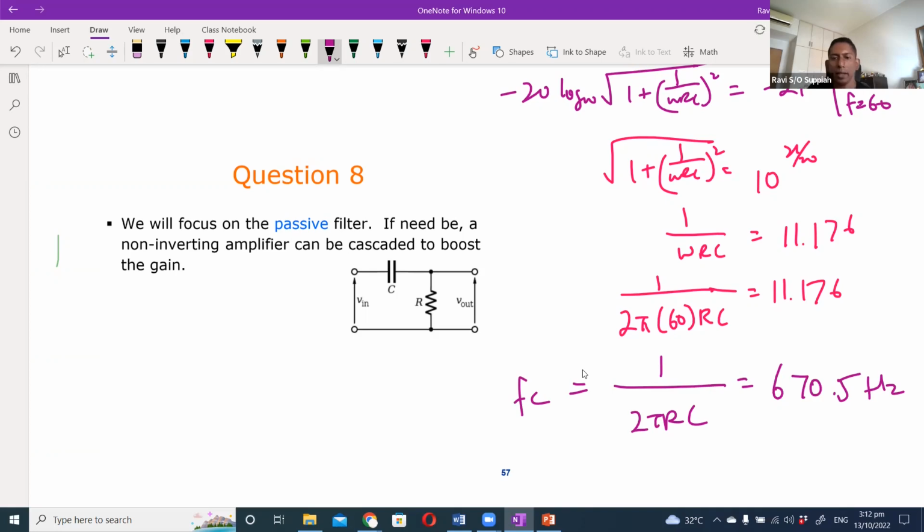Since we know that the expression for the cutoff is 1 over 2 pi RC, once we get that expression, we know the cutoff frequency that we need for this particular filter here.